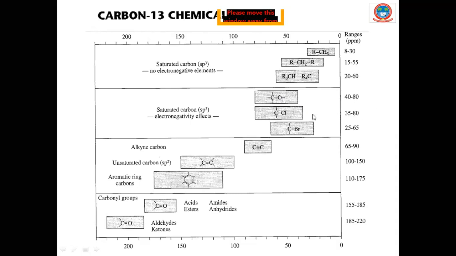Very simple idea. This box, those compounds in which the carbon is having a hetero atom, either oxygen, chlorine, bromine, or even nitrogen also. Nitrogen they have not given here, but you can include it in this range. So this goes from 40 to 80. More means you can take the direct big range. 40 to 80 means fall in this range.